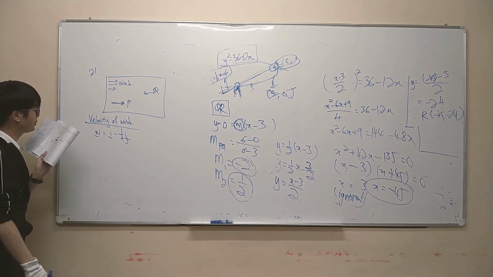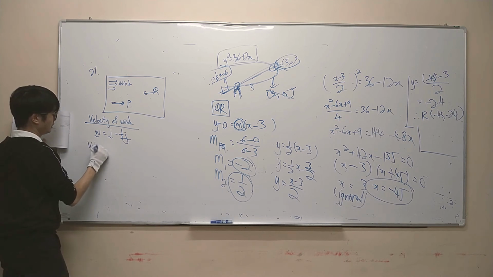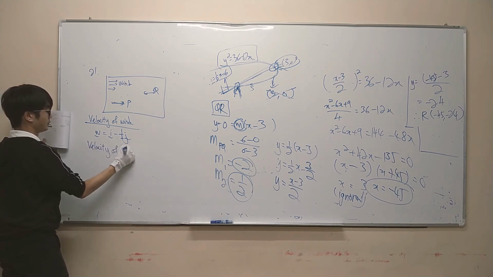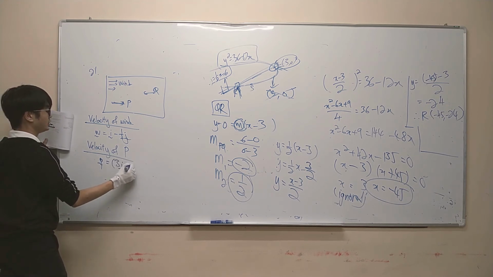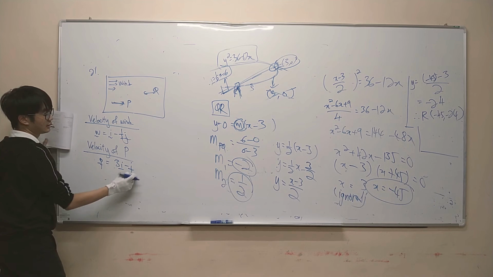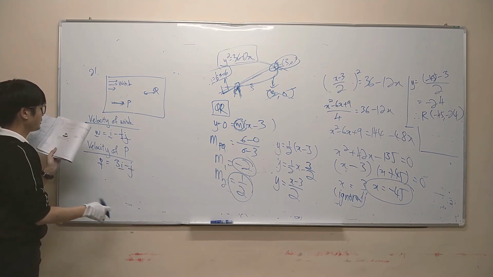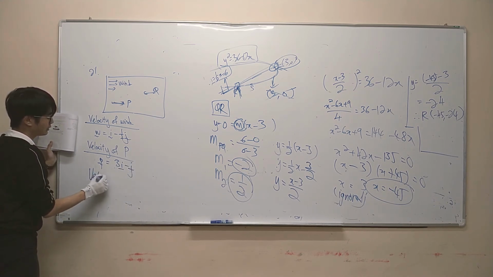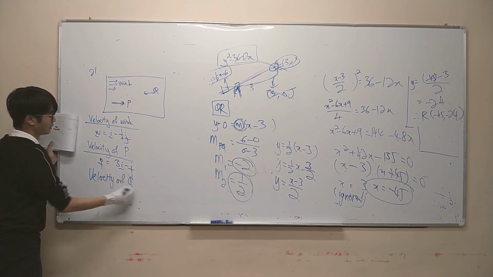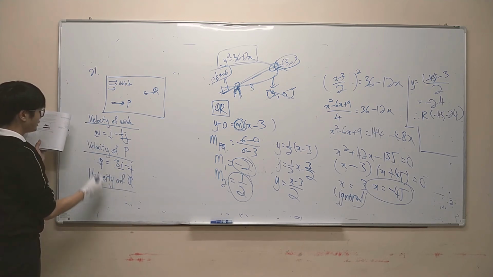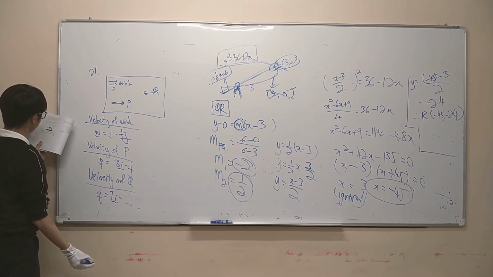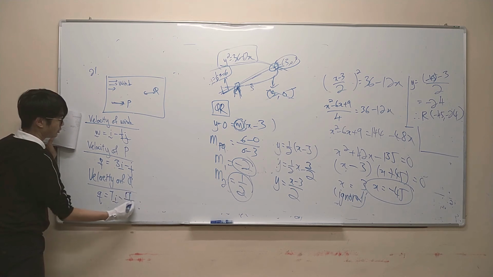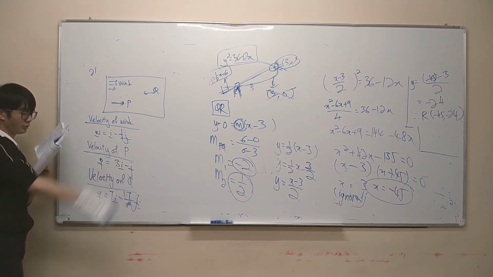And then velocity of drone P. Velocity of P, so what is it? 3I minus J. And this is speed, that's why the unit is ms minus 1, but I won't write the unit. Velocity of Q pula, dia ada lagi juga. Velocity of Q, what is it? 7I minus 17 over 8 J. Okay, done. That's the info they give.